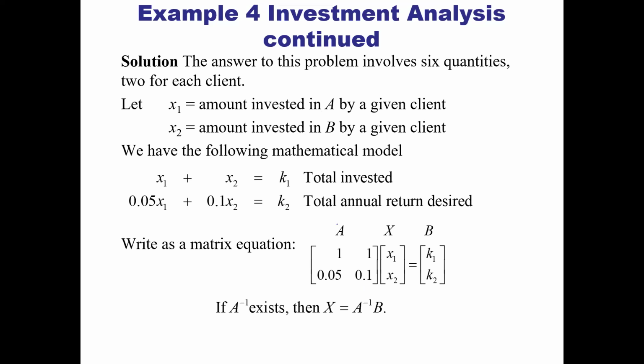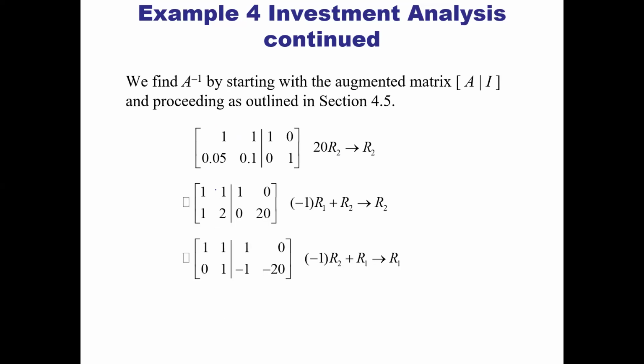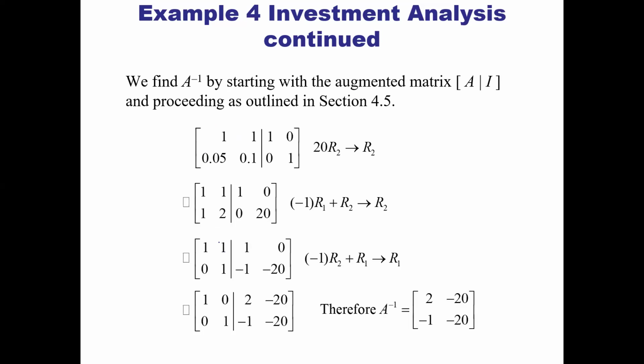Now, we're assuming here again that A inverse exists. So then all we'd have to do is multiply A inverse times B to find X. We find A inverse by starting with the augmented matrix [A | I] and proceeding as we did in 4.5. We're going to take 20 times row 2 and make it the new row 2 and so on, or you can take negative 0.05 times row 1 plus this row. And we just work our way down with all the row operations.